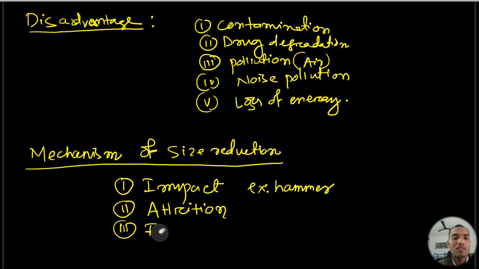Then cutting. As the name suggests, if the materials are easy to cut or they are very soft things, then we can reduce them by cutting, using sharp blades.